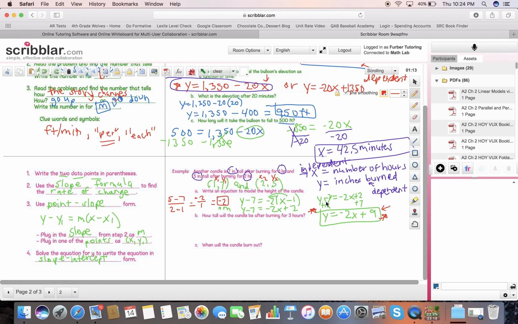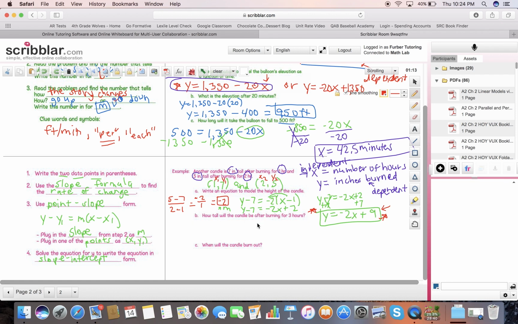From there, I can put in the number of hours that I want to burn it for and find out what the inches will be after a certain number of hours, or I can plug in a certain height and say to myself, okay, after a certain height, how many minutes will it take to burn to that height? Okay, so look at B.